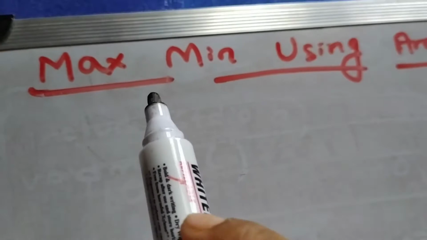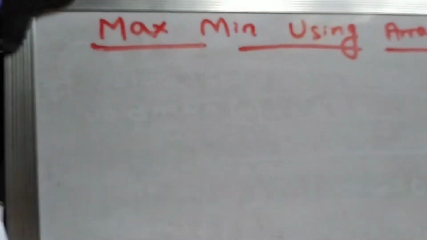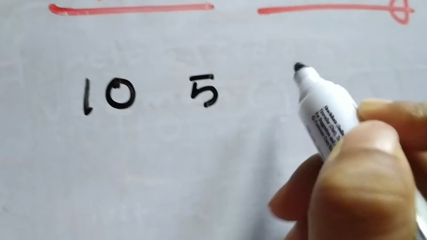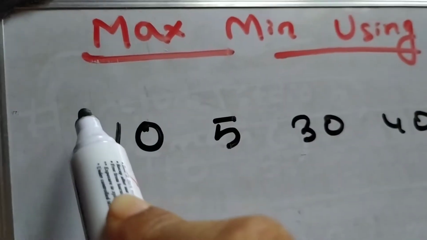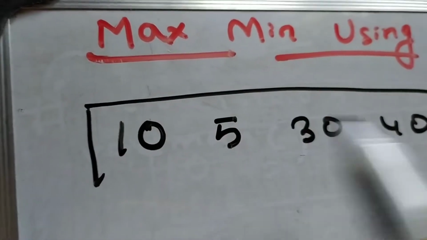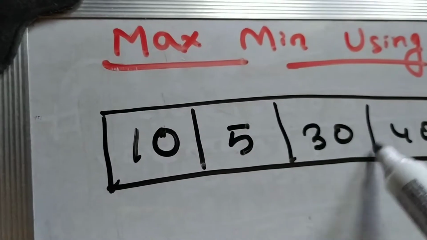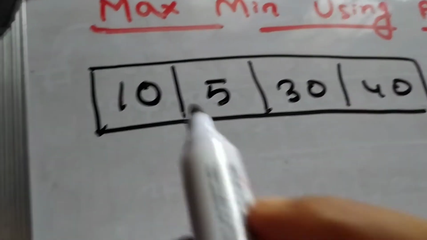So today I will discuss the first program, max min using array. Suppose this is an array: 10, 5, 30, 40. I am asked to find the maximum and the minimum value in this array.